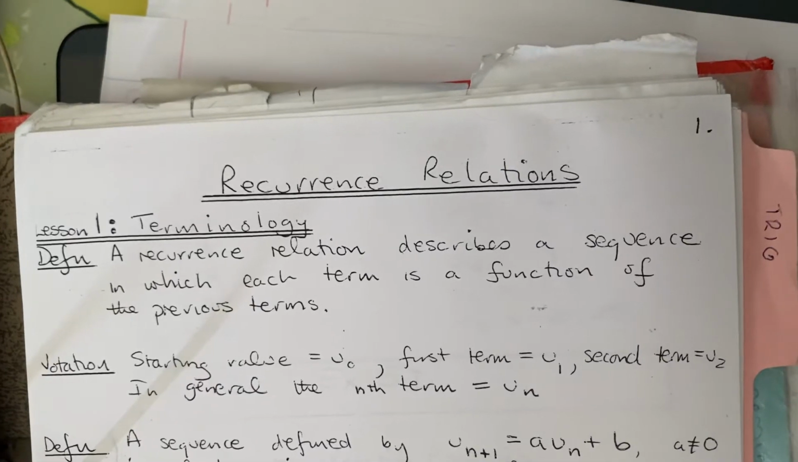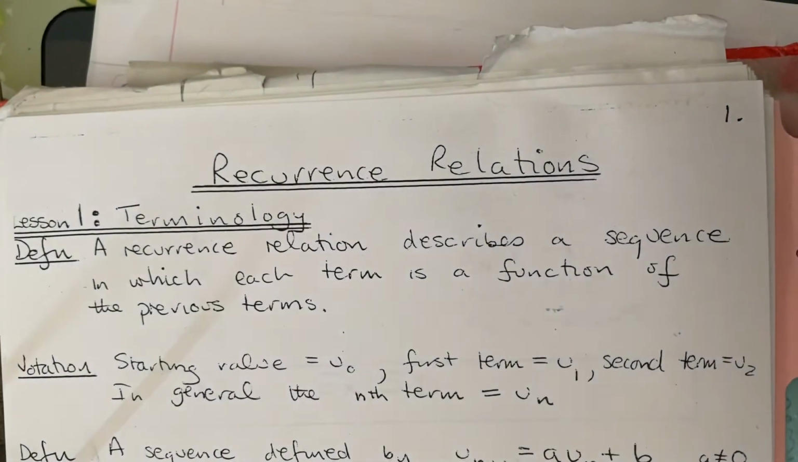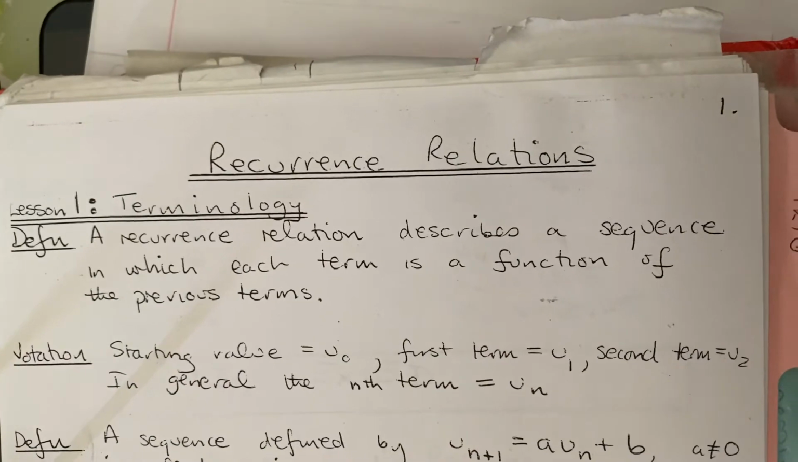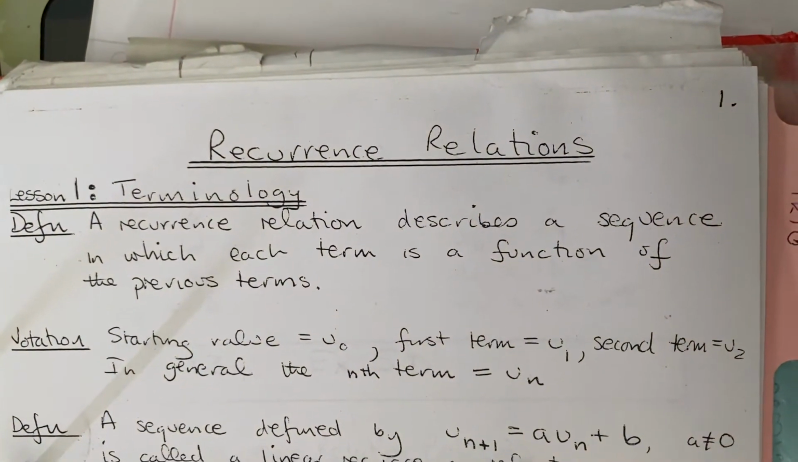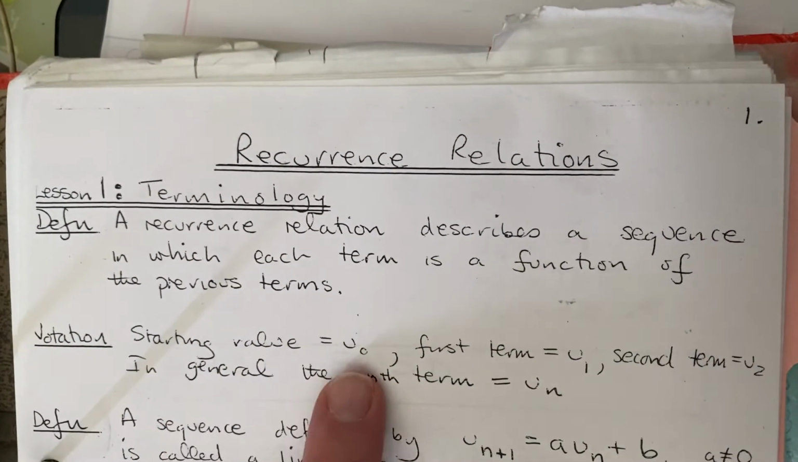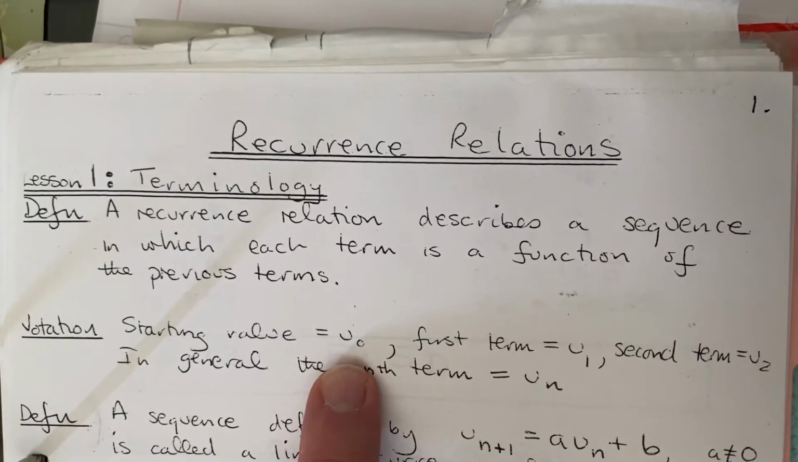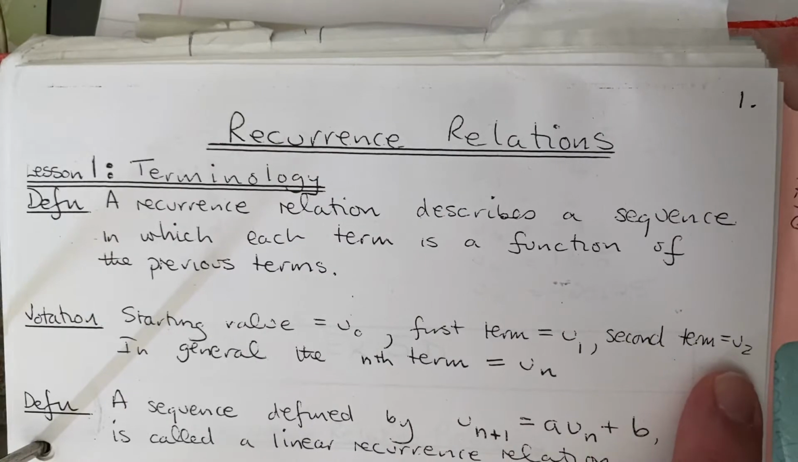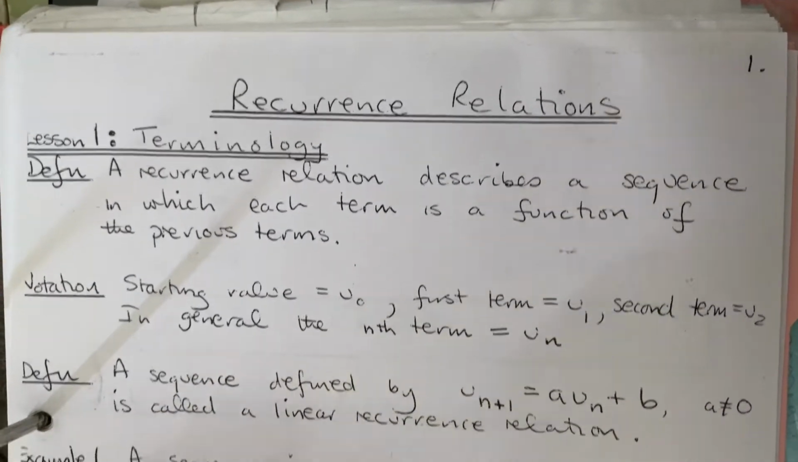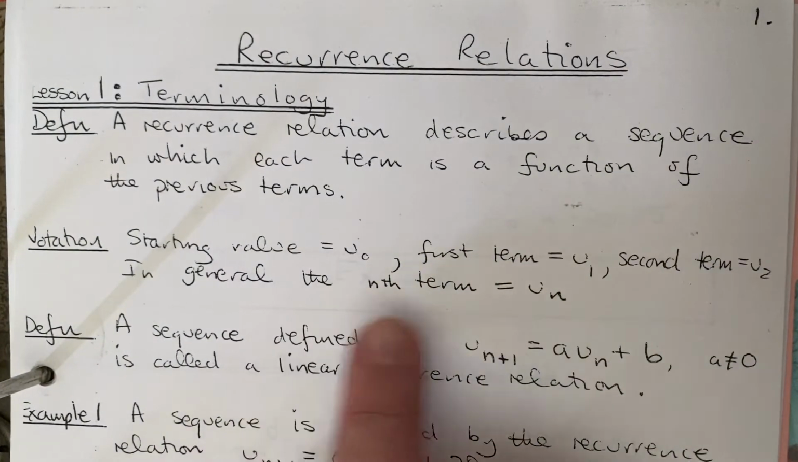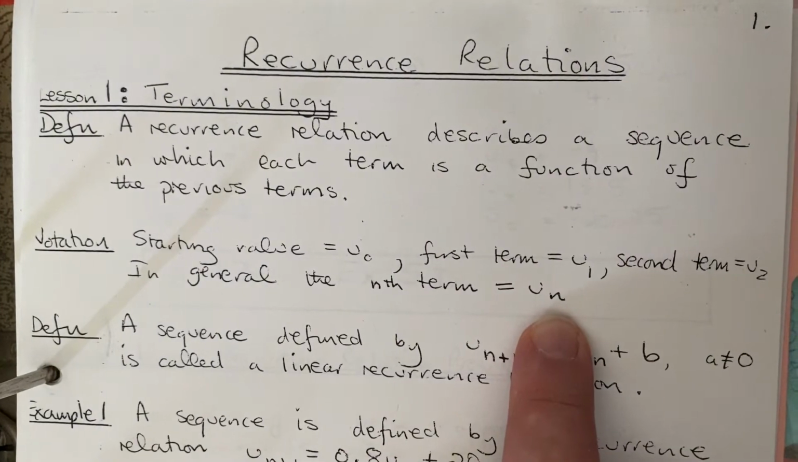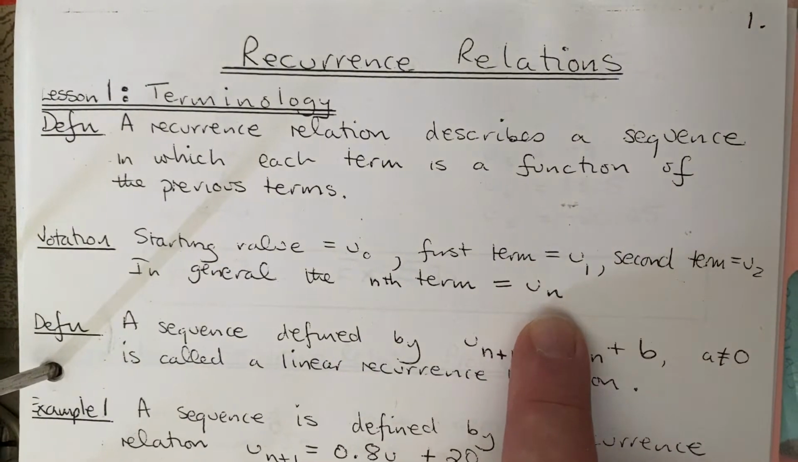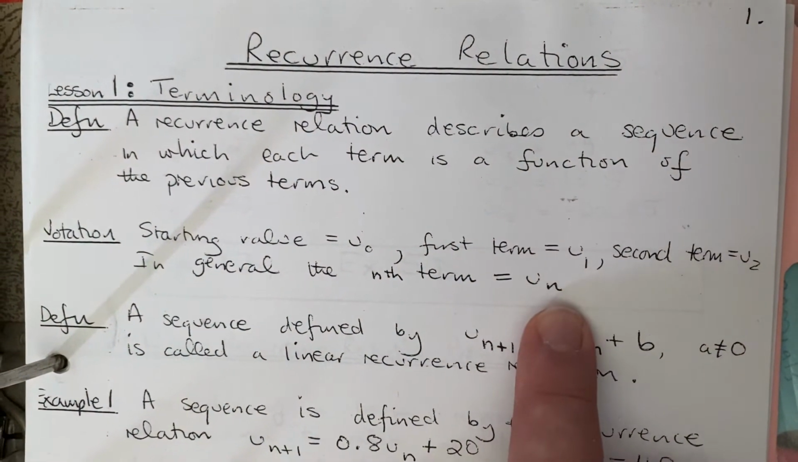So, defining a recurrence relation, this is our new topic. A recurrence relation describes a sequence in which each term is a function of the previous terms. So our notation, our starting value, u0 (I've used u), our first term is u1, our second term is u2, our third term would be u3, u4, u5, and the nth term, you've heard the nth term formula in S1 and S2, the nth term is un.